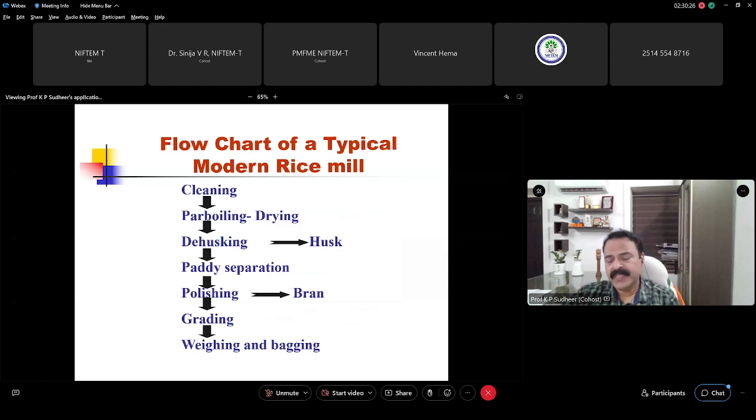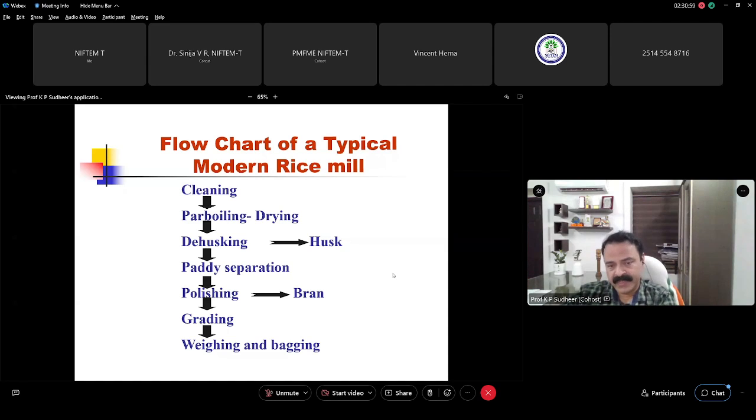Okay, so this is the process plan. This is a flow chart of a typical modern rice mill. As I mentioned again, rice milling means removal of the husk and bran, and the unit operations involved in a major rice mill are cleaning, then parboiling. Of course, parboiling is an optional unit operation. Okay, it is not compulsory. That means, especially in the North Indian situation, we are not using parboiling.